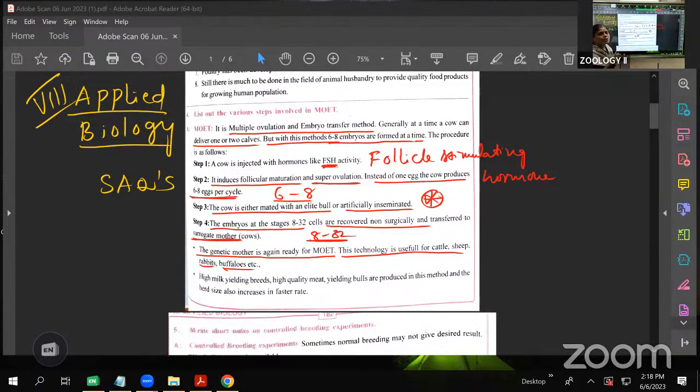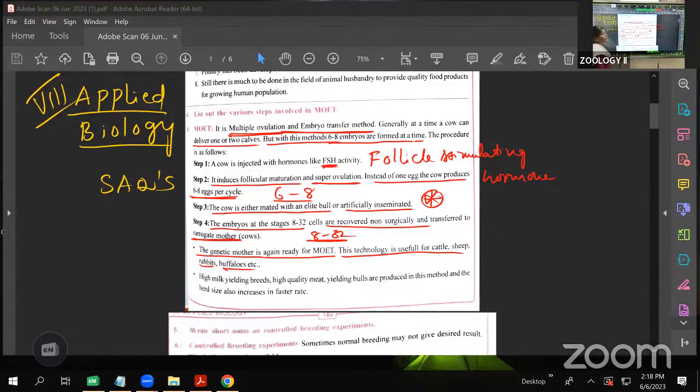Once we are producing more individuals, more animals, we call it MOET, multiple ovulation. A number of ova are released instead of 1 or 2. Ovulation means ova are released, and the embryo is transferred. In the embryonic stage, we transfer it to another cow. That's why we call it multiple ovulation and embryo transfer.